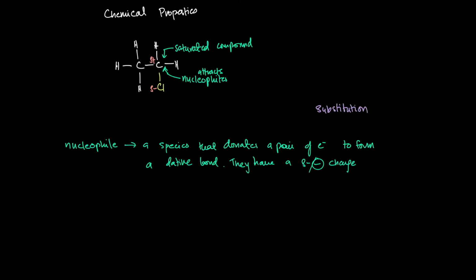Because this delta positive carbon, the carbon atom which has the functional group on it, is partially positive, it attracts nucleophiles, and because it's a saturated compound, it undergoes substitution reactions. Hence we say that the name of the mechanism is nucleophilic substitution. This is the name of the mechanism.